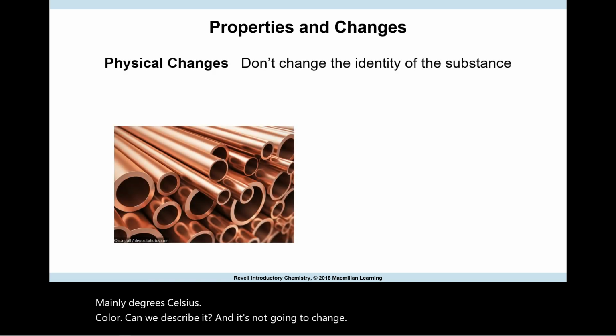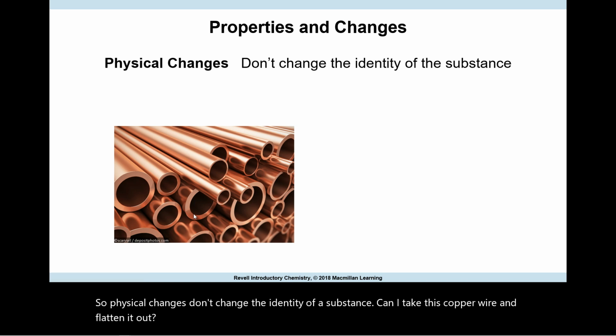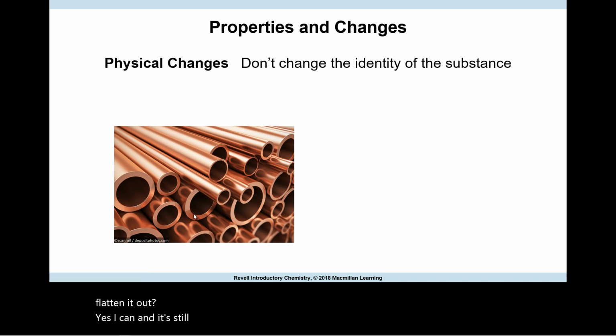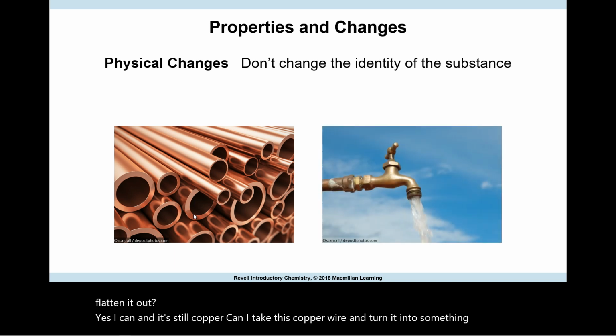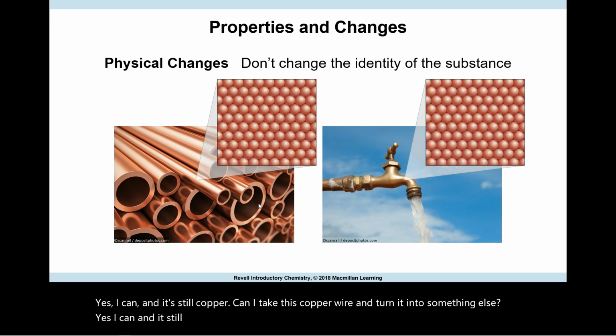So physical changes don't change the identity of a substance. Can I take this copper wire and flatten it out? Yes, I can, and it's still copper. Can I take this copper wire and turn it into something else? Yes, I can, and it's still copper. And in this case, copper is a solid, right? It's a solid in both this wire form or pipe form and in this spigot form.